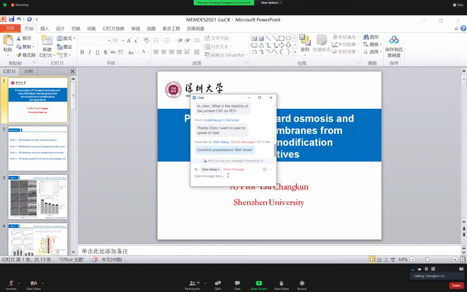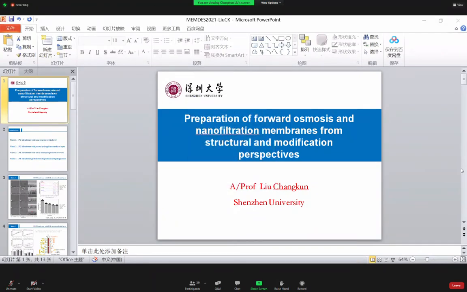It is a great honor to be here in this session. My report is the preparation of the forward osmosis and nanofiltration membranes from the structural and modification perspectives. I'm Prof. Liu Changkun from Shenzhen University, China. I will share with you 4 of our research works, the first 2 related to the forward osmosis membranes, the FO membrane, while the other 2 are nanofiltration membrane, the NF membrane.